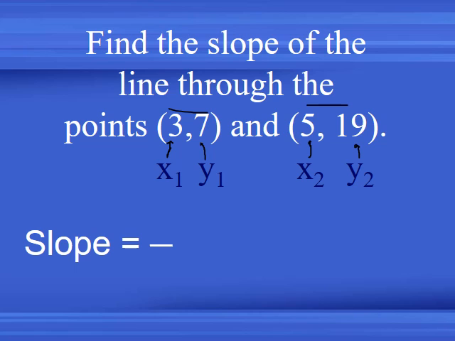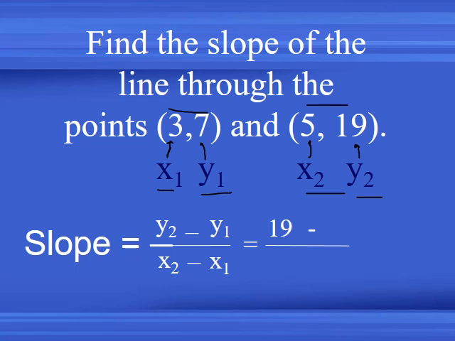What I like to do next is write my formula, y2 minus y1 over x2 minus x1, and then I just simply go back to what I've already labeled. That's the important part, is we labeled these things. We're just going to plug the numbers in. So y2 is 19, subtract y1 is 7. On the bottom, x2 is 5, minus x1 is 3. So evaluate that. 19 minus 7 should be 12. 5 minus 3 is 2. And 12 divided by 2 is equal to 6.